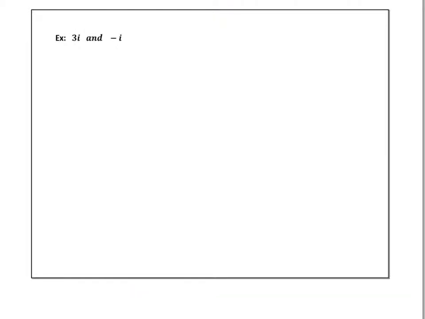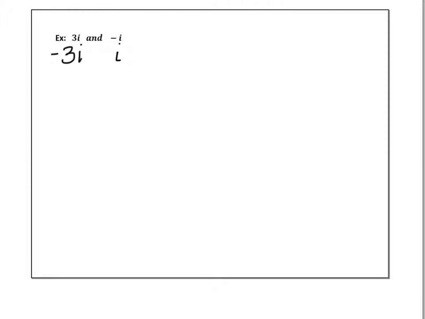Our next example, they give us 2 roots. Well, we have 3i and -i. So the first question is, will there be any additional roots? Well, I have an i, so that means yes. So 3i means I also have a -3i. Here I also have an i, but it's a -i, which means I also have a positive i.